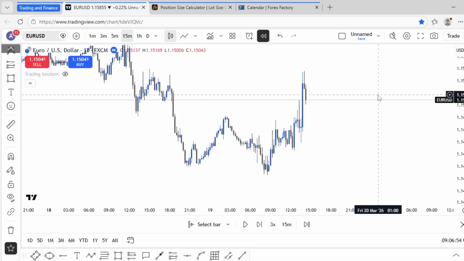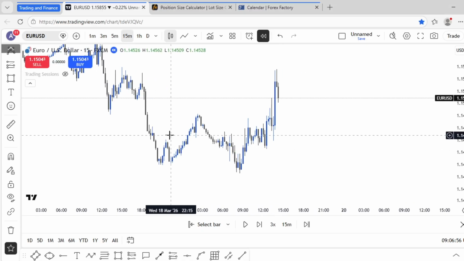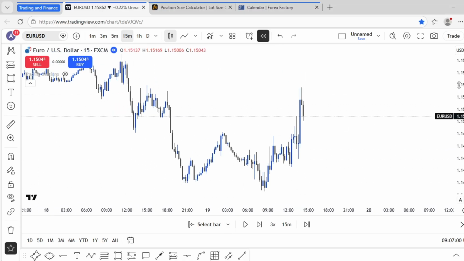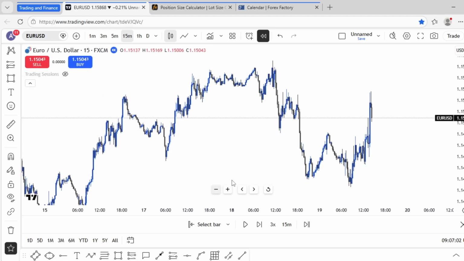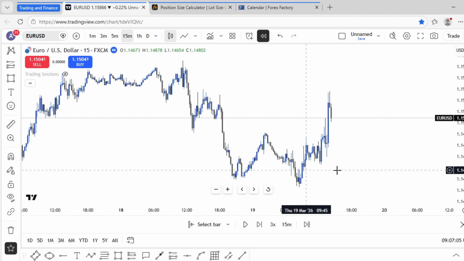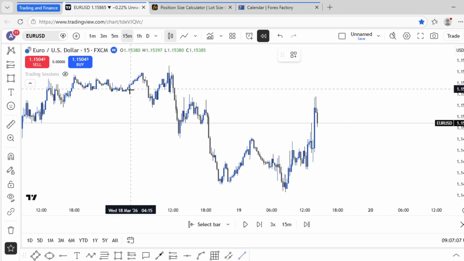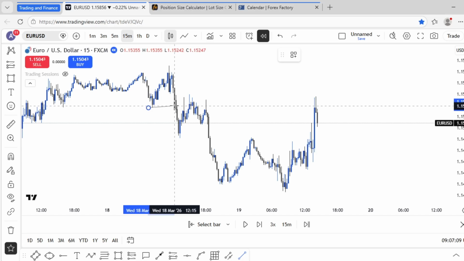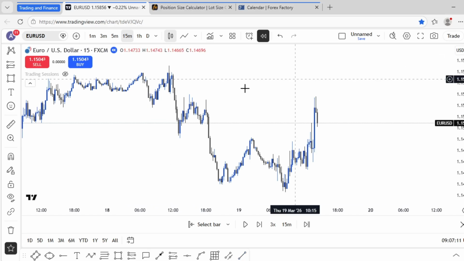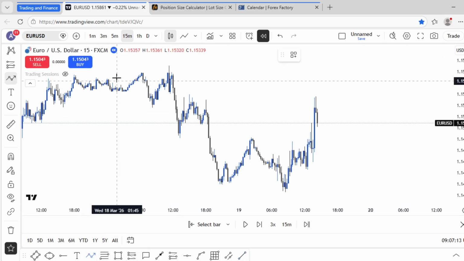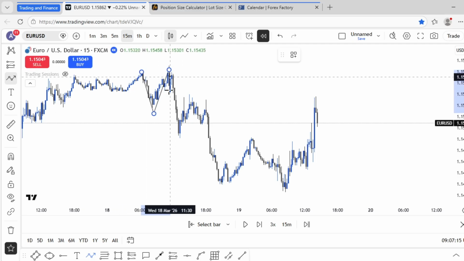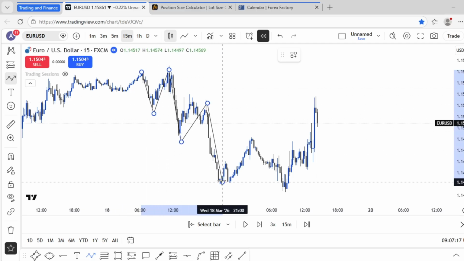Now this is my Euro USD chart, and judging from last week, you can see we're in a downtrend. From the 15-minute time frame, which is my higher time frame, I take my entries on 1 minute. You can see we're breaking structure to the downside, a break of structure, another break of structure to the downside.